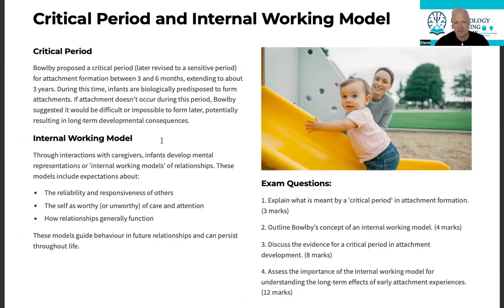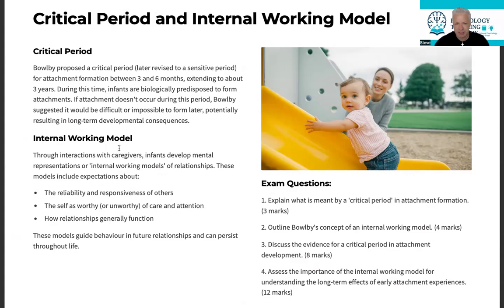The internal working model acts as a template for how future relationships are going to be. So the model that the child develops depends on the relationships that they see with their own parents.